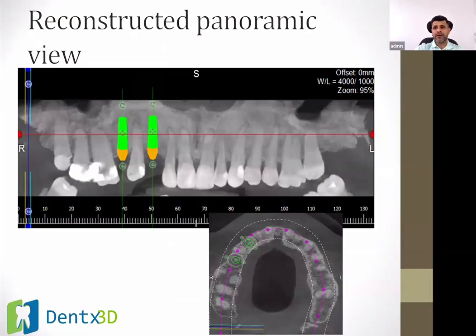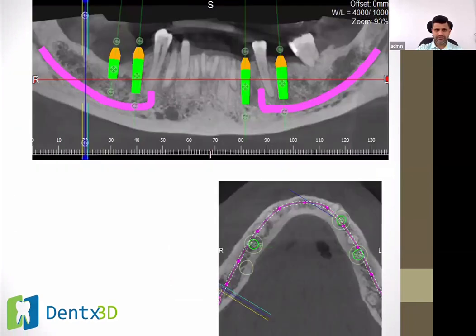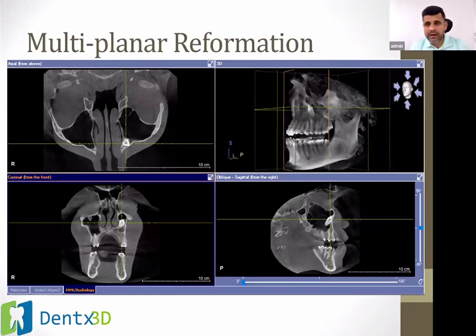Then we have the reconstructed panoramic view. This means that we can draw our own panoramic view. We can draw our own arch. So this is the reconstructed view. Okay. So these are two different things. One is the sections and second is the views which we have made. Depending upon the arrangement of these sections, there are different views present in our software.